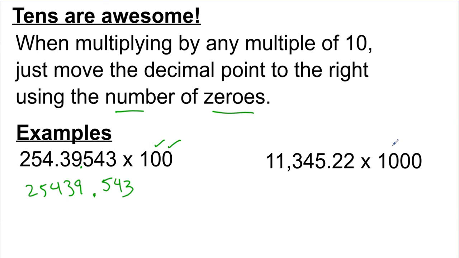So again, if I had multiplying by 1,000, I see 3 zeros. Here's what I'm going to do here. I'm going to say move it once, move it twice, move it 3 times, and I'm going to put a 0 in that last space. Okay, so if you ever are too close to the end and you can't move it 3 times, you put zeros to fill in all those blanks. So 11,345,220. Is this number multiplied by 1,000?